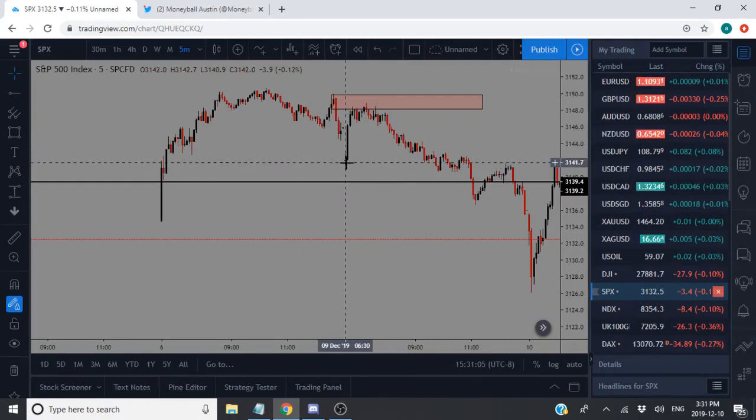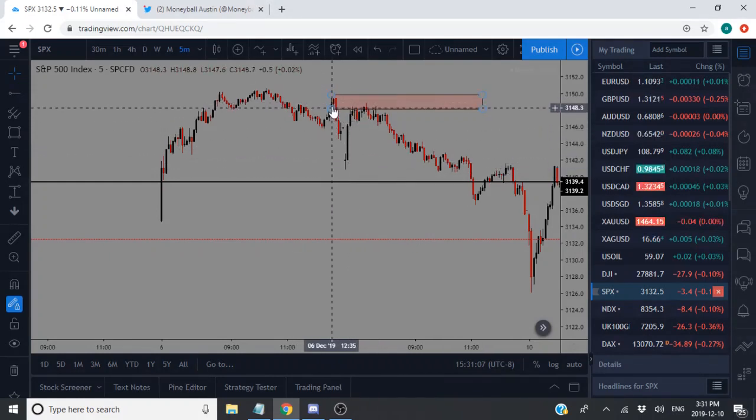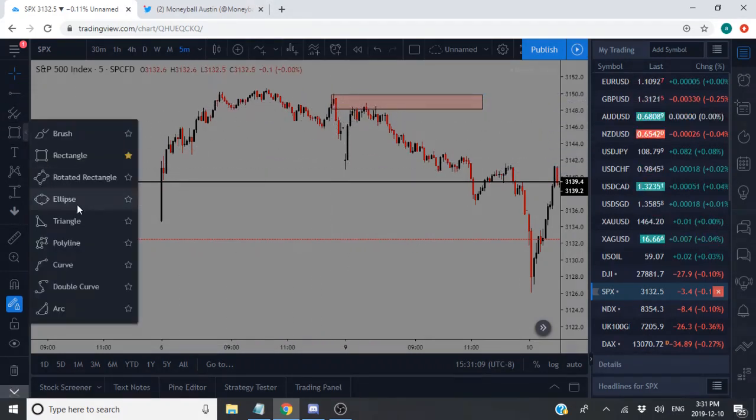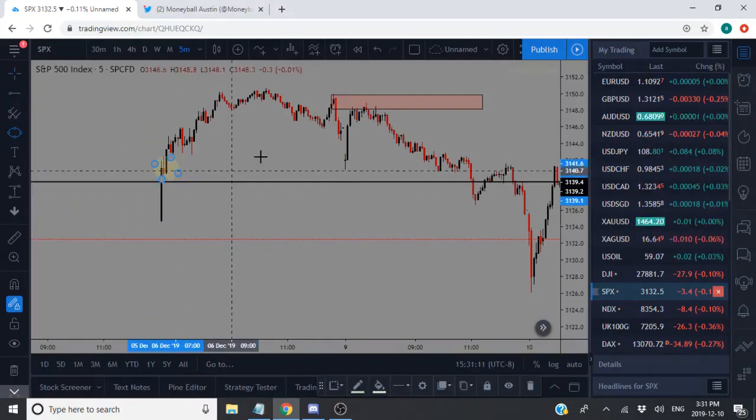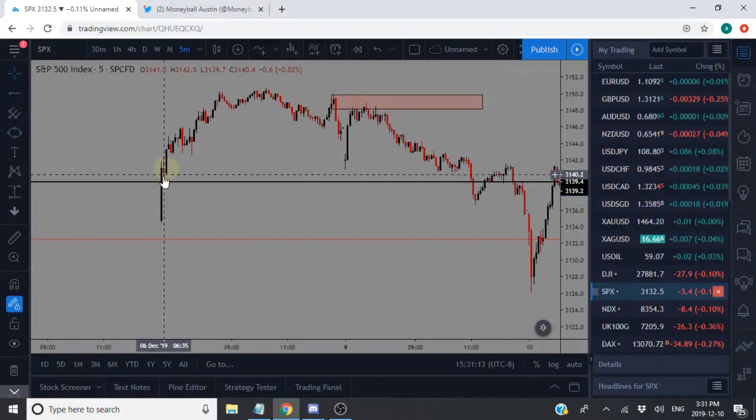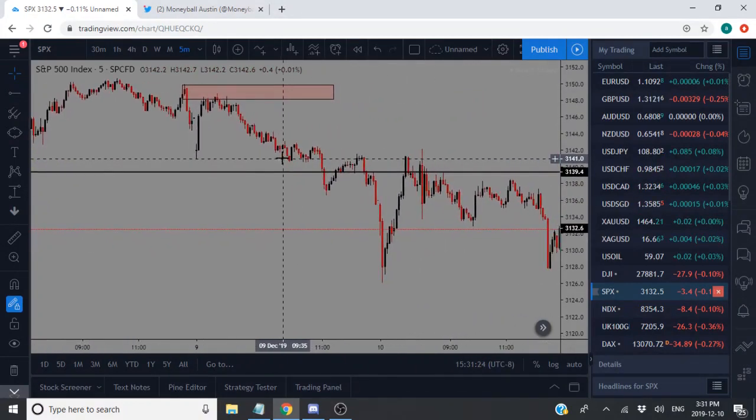I didn't want to take this pullback or this short because I really wanted to see this demand zone being removed. I see this a lot: I want to see this demand zone getting removed. And we came down into it and touched it, but man, I really wish it removed it. Then there was this opportunity.